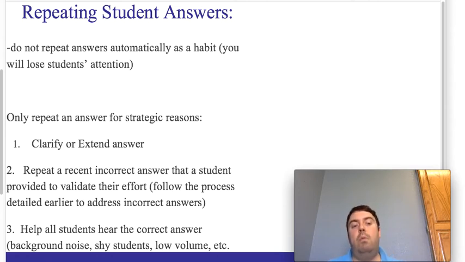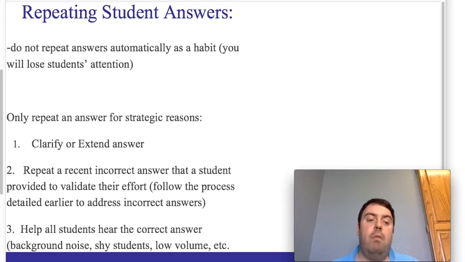So first of all, you could repeat the answer if you want to clarify or extend the answer. Another time you could repeat the answer is if you want to repeat an incorrect answer to provide validation for students' effort. And remember, we just went over the process of how to deal with an incorrect answer.